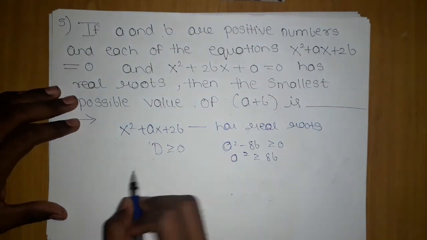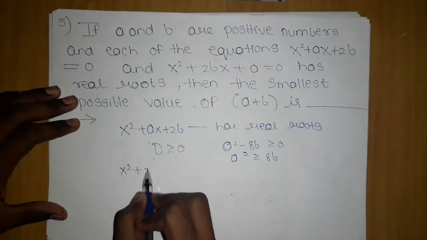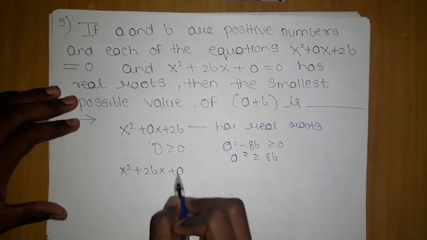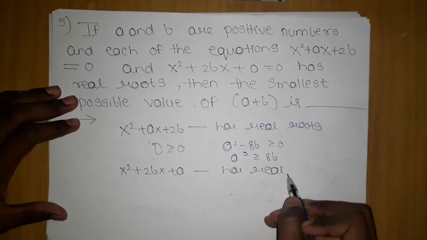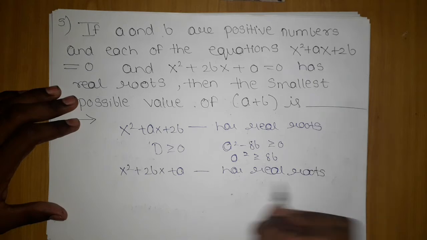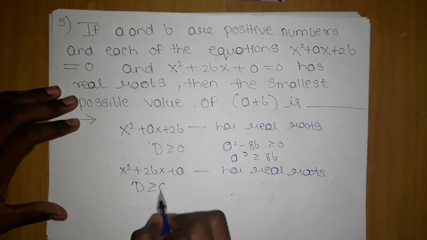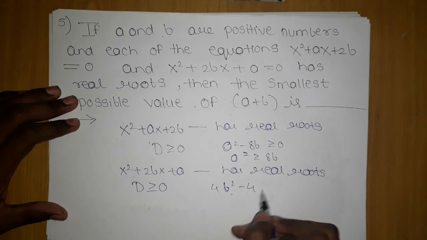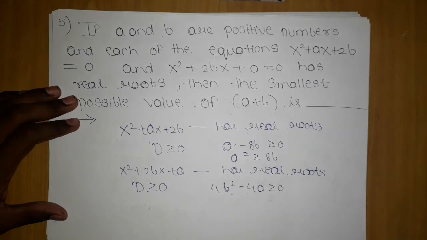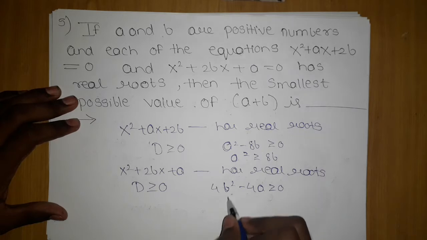Now for the next one, x square plus 2bx plus a also has real roots, they have told us. Now let's apply the same D greater than or equal to 0 concept. 4b square minus 4a should be greater than or equal to 0. So what we are getting is b square is greater than or equal to a.